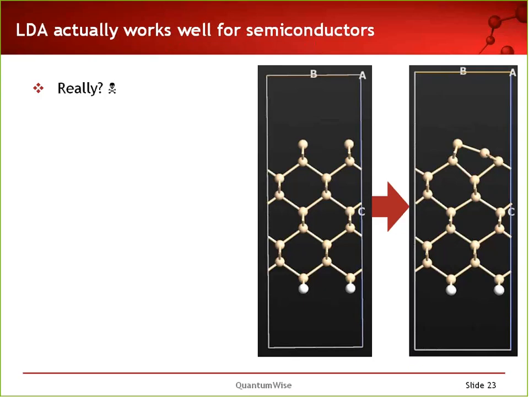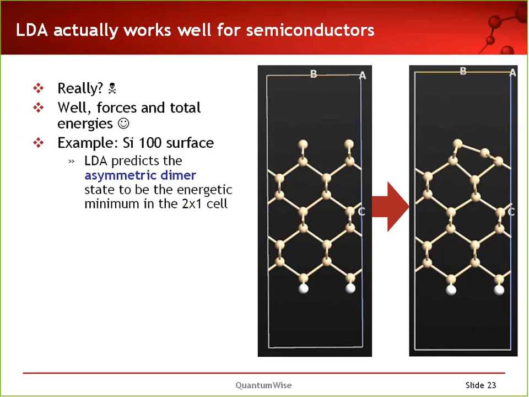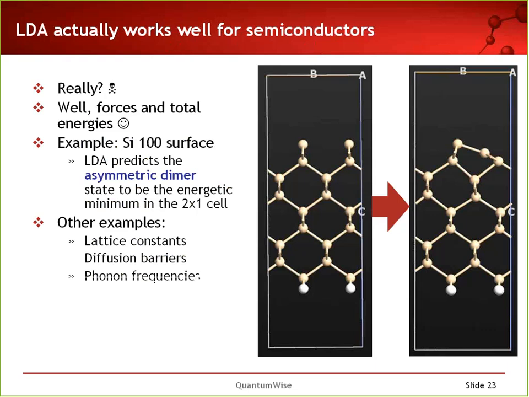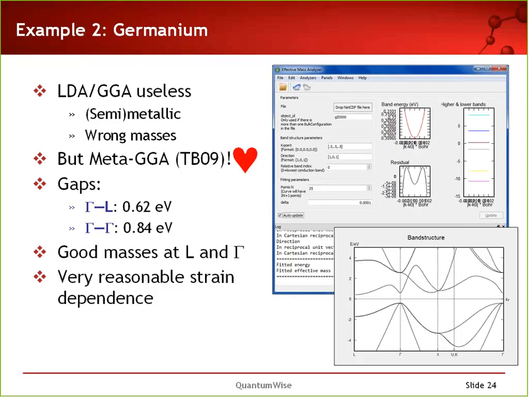So isn't it true then that DFT, and in particular LDA and GGA, doesn't really work for semiconductors? Well, actually, it works for some things. Forces and total energies, for instance, come out pretty well. So if you take the silicon 100 surface, LDA actually is good at predicting the geometric structure of this. And phonon frequencies generally come out pretty okay and so on. So DFT is not a total disaster for semiconductors. Of course, the band gap is an issue sometimes, but there are also new approaches to solving that problem.